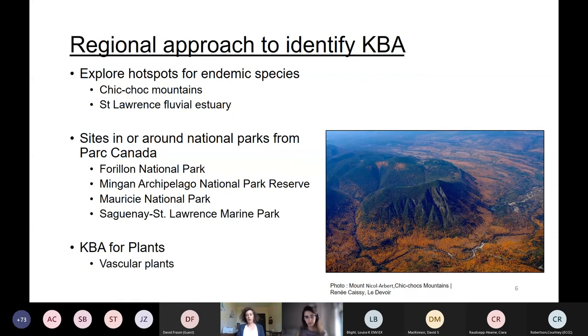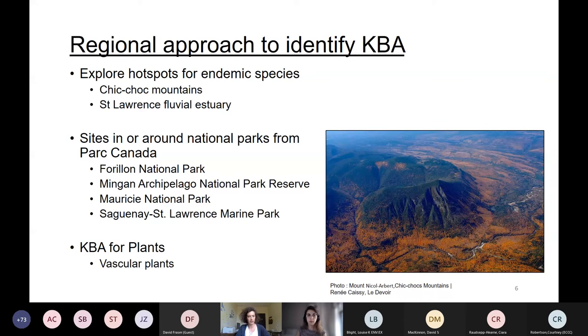So up to now, we have identified three groups of KBA, I would say. So we have explored the hotspots for endemic species in Quebec, like the Chic-Chocs Mountains or the St. Lawrence Fluvial Estuary. We have also identified sites in or around national parks from Parks Canada, with very good interest, a high interest from Parks Canada people to participate in the initiative.